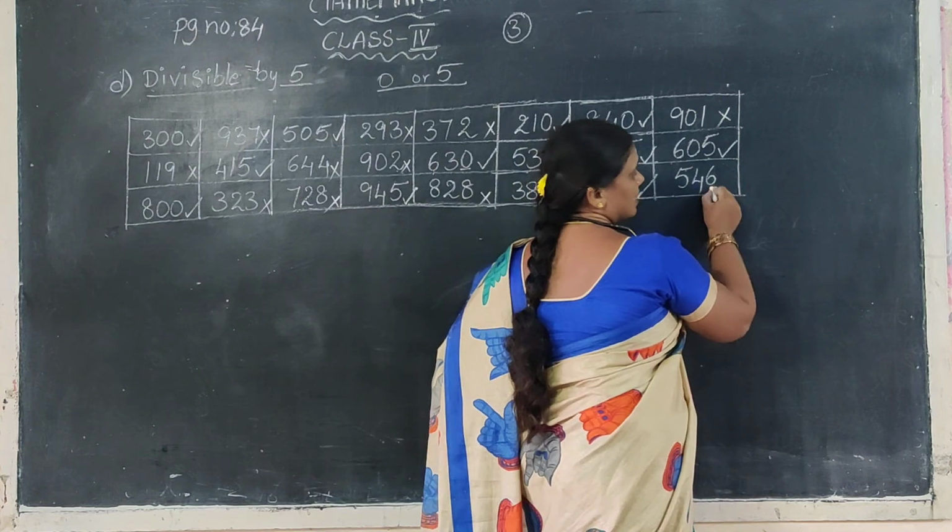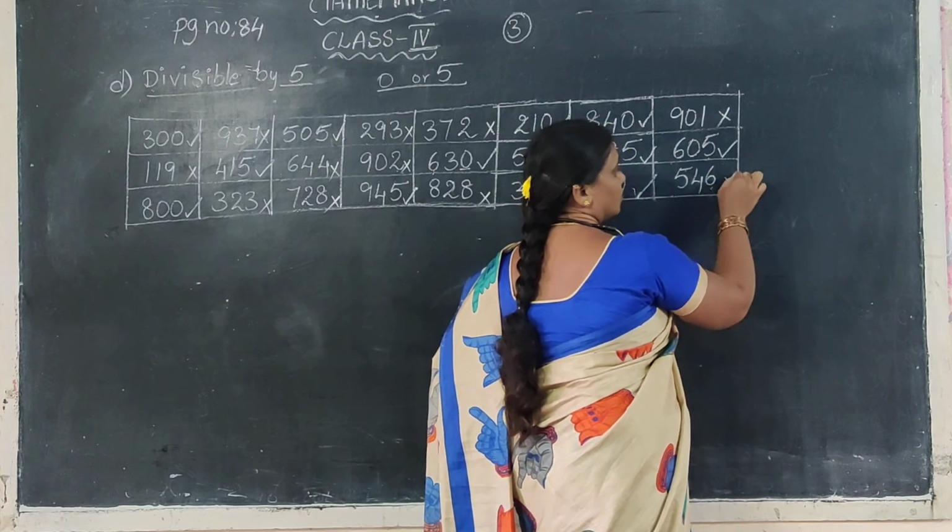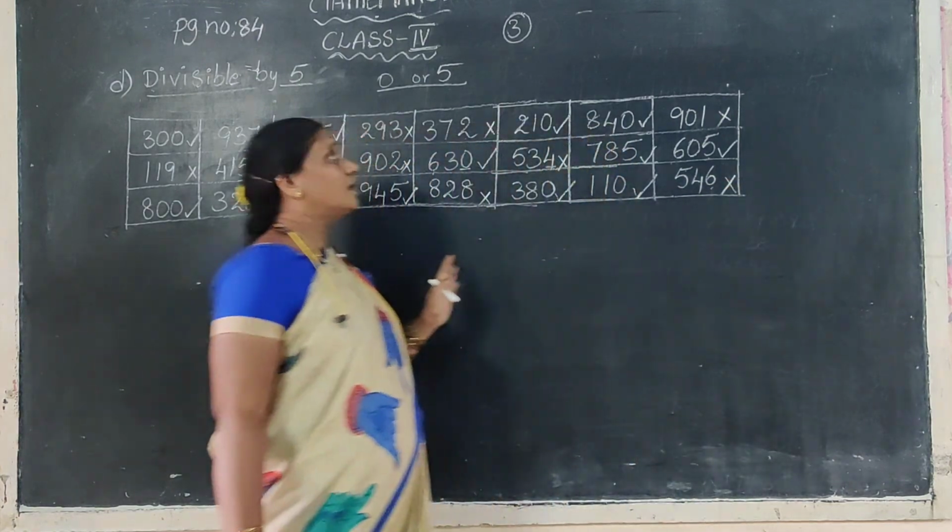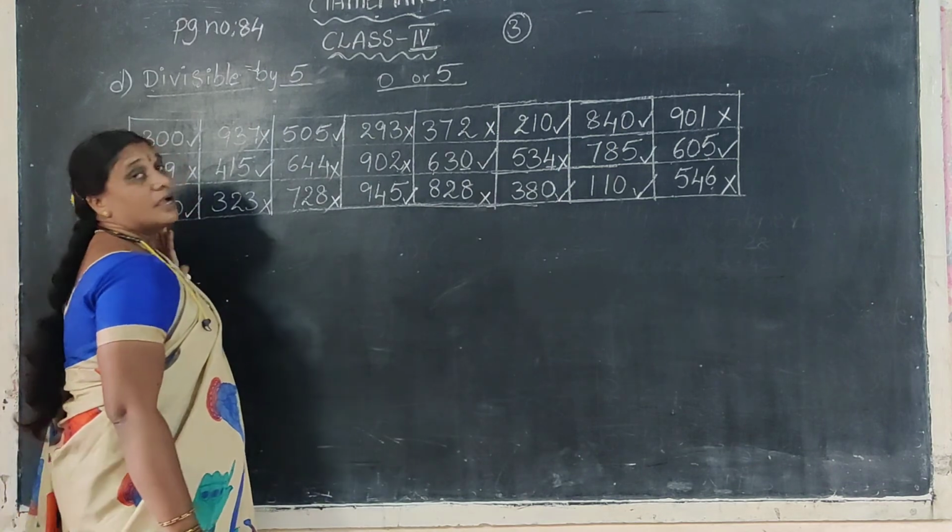546. Here the last digit is 6, so it is not divisible by 5. This is page number 84.